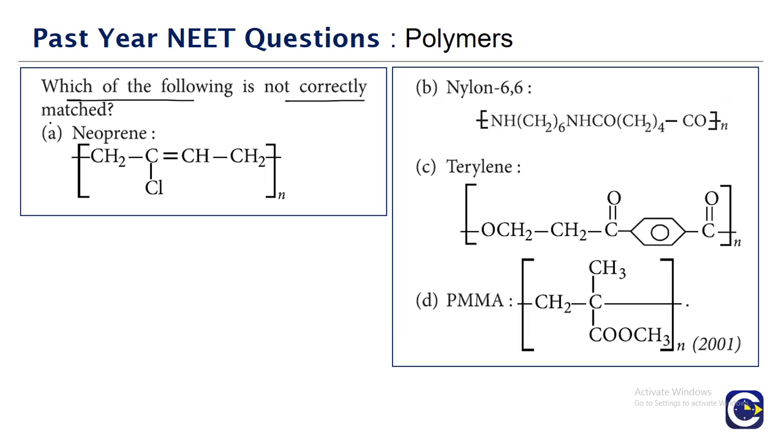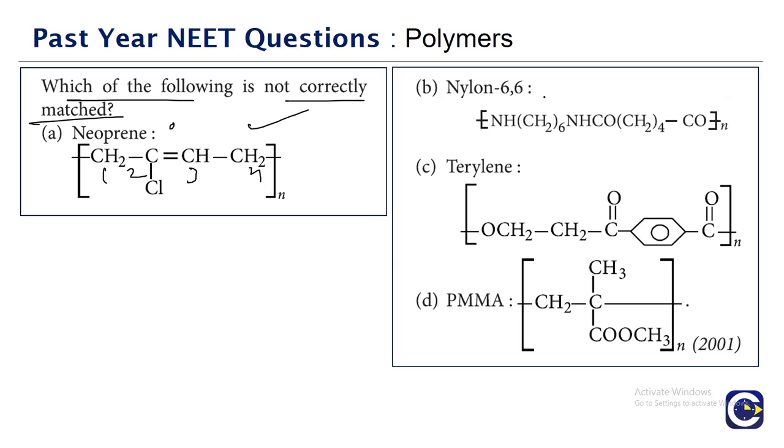Which of the following is not correctly matched? So we have to identify which of them is not correctly matched to the respective polymer. So neoprene, already we talked about it, right? It will be 4 carbon, 1, 2, 3, 4, second carbon chlorine and double bond between second and third carbon in the repeating unit. That is correct.